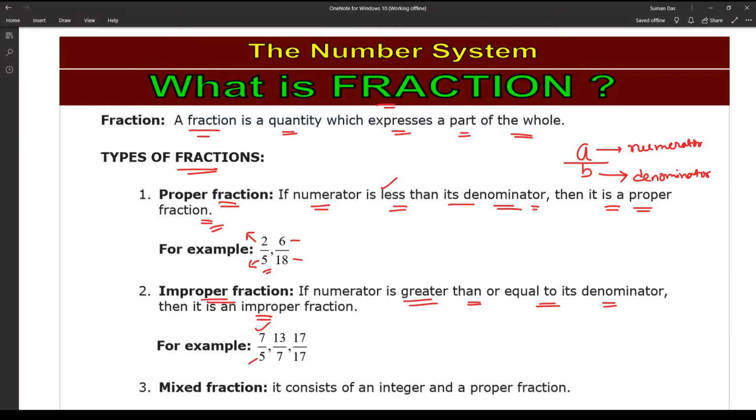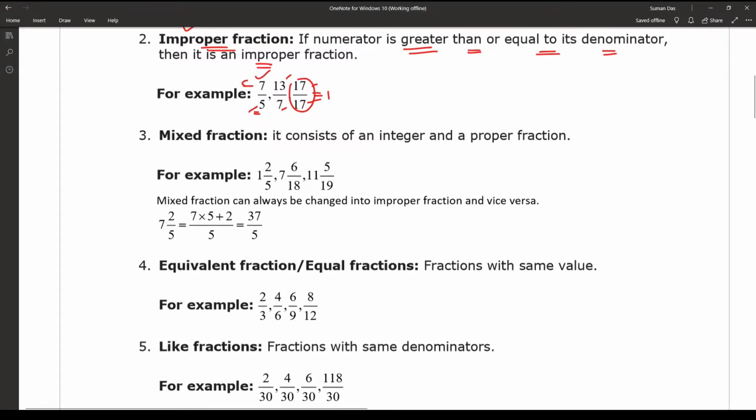7 by 5, here the numerator is greater than the denominator. 13 by 7, 17 by 17, where both the numerator and the denominator have the same value, can also be called an improper fraction because it gives us the result as 1. It is not a fraction, but it is giving us an integer value.